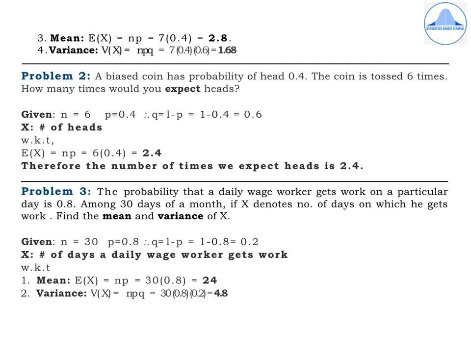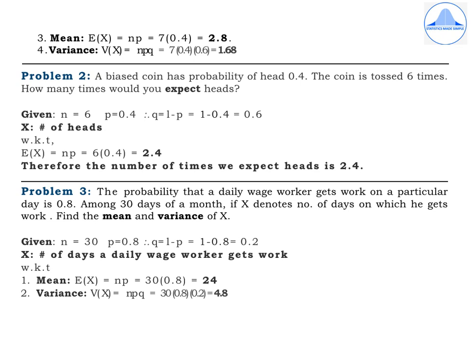So since we know that it is a binomial distribution problem, we need to find out the two parameters n and p. So first write given n equal to 30, then p is equal to 0.8, that is a probability of success. In this case, it means it is a probability that a daily wage worker gets work. Therefore, Q will be equal to 1 minus P, which is 1 minus 0.8, which is 0.2. Then define X as number of days a daily wage worker gets work.